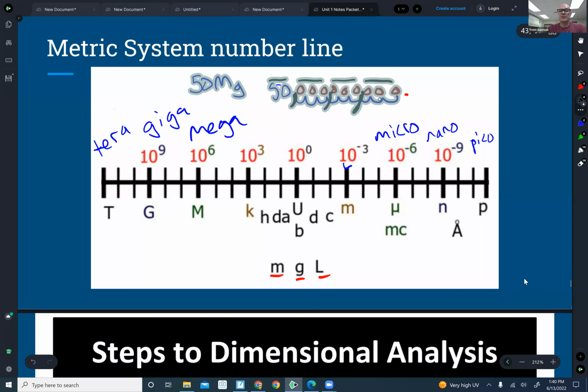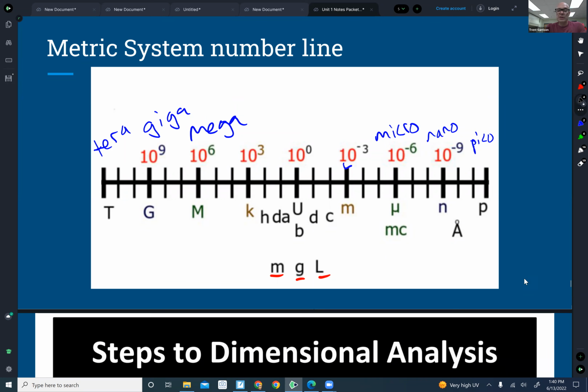If I have, let's say, let's do nano. So if I'm out here at nanometers, and I want to go all the way to a gigameter. Well, I could count lines. It's going to be easier for me just to know some skips. So here's 3, 6, 9, 12, 15, 18.